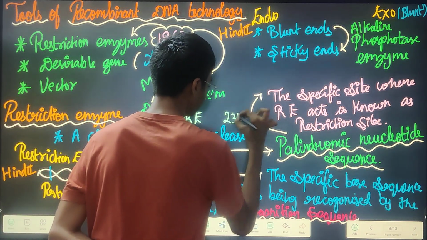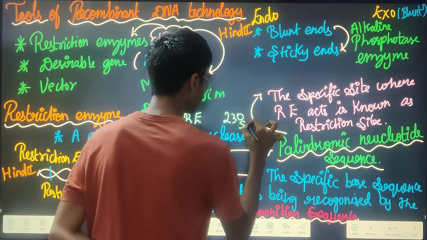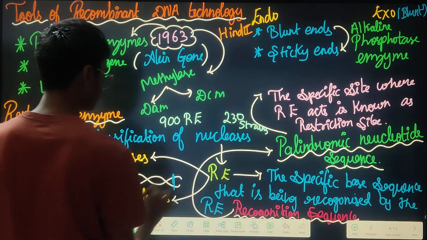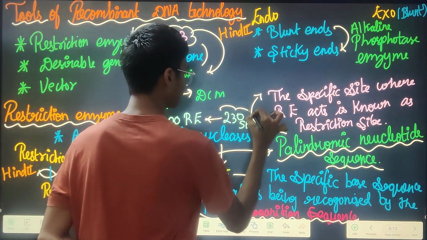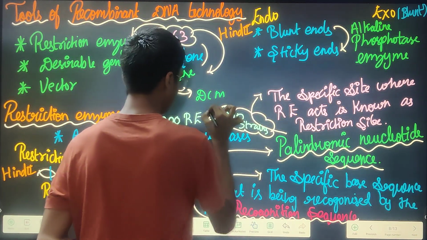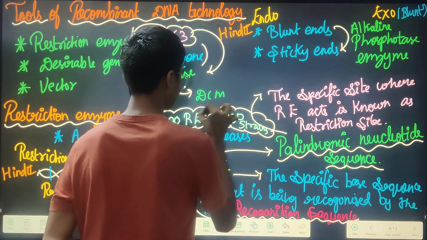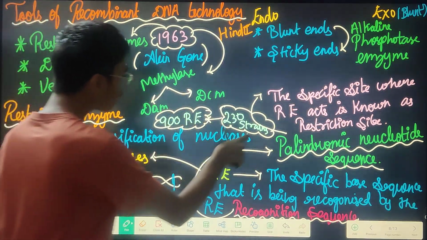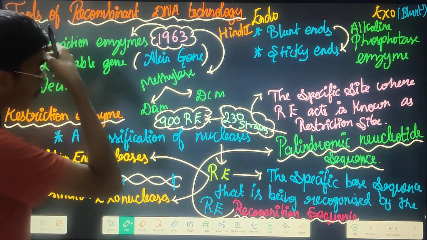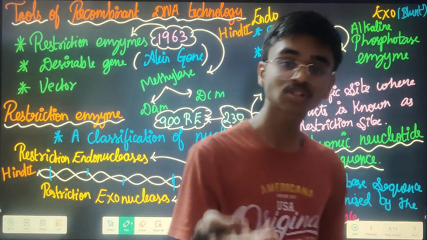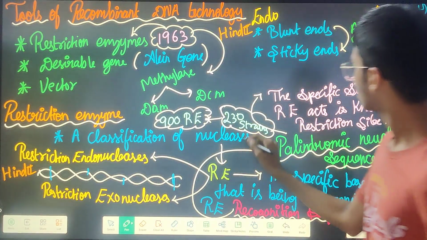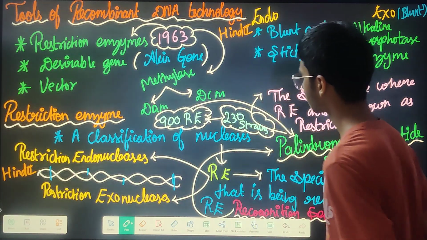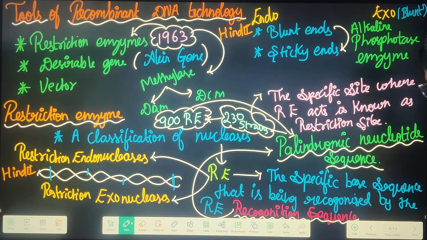What does the word strain mean? Many people get confused here, so I'm stressing it. Strain means, in simple terms, varieties of bacteria. That means from 230 strains they found 900 restriction enzymes, and each restriction enzyme has its own palindromic sequence.